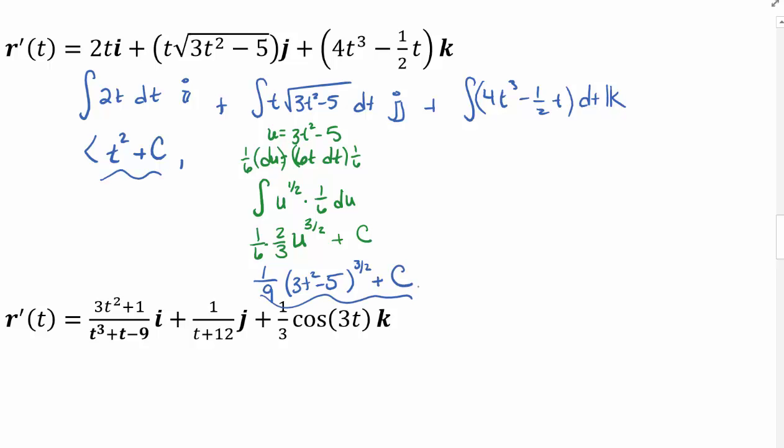So there's the first component, there's the second component, and then my third component is just another backwards power rule. Add 1 to the power, divide by the new power, for each term, and plus c. And again, these c's aren't all the same, so what I often do is c1, c2, c3, just to remind myself that they're not all the same value.